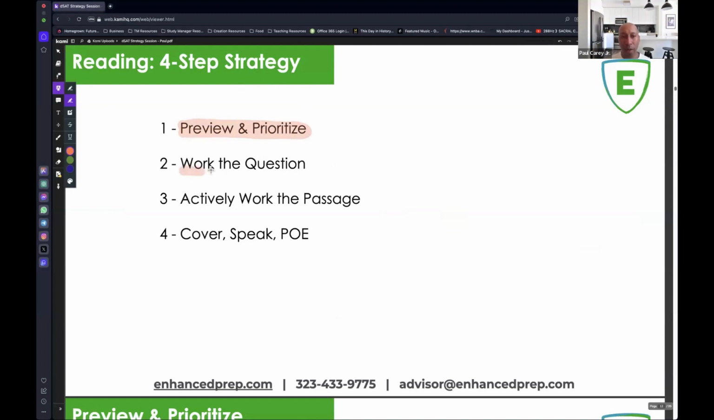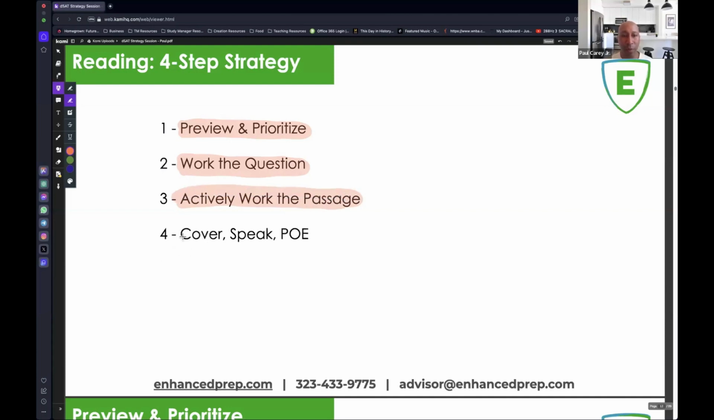And then we want to work the questions, okay? Working the questions basically means that we're going to look at those individual questions, figure out the keywords, and then use that to help us out. Once we work that question part, then we can use that information to actively work the passage, looking for that information, finding any type of keys or clues that are going to be there to help us out.